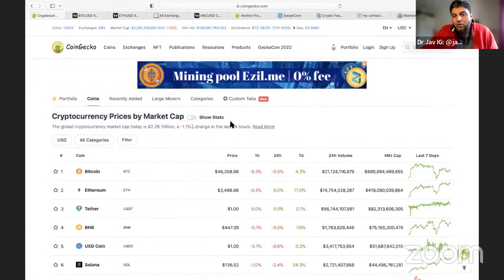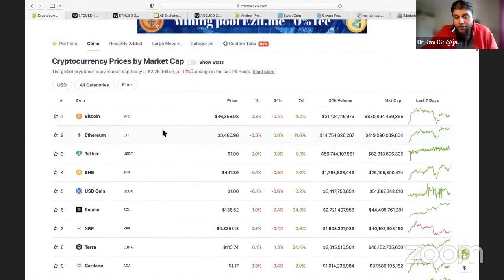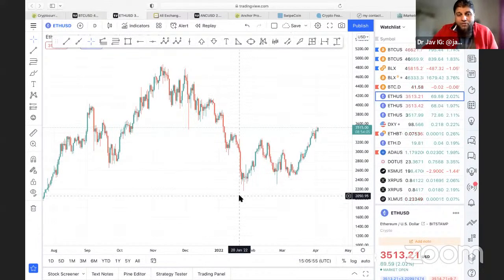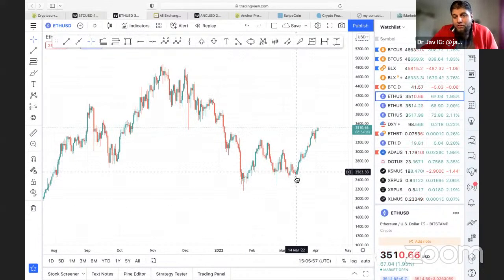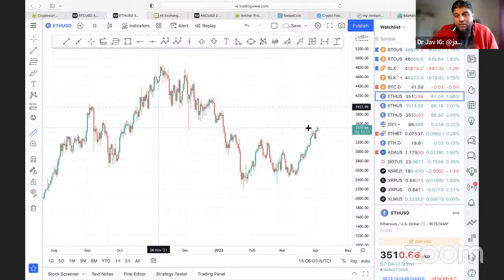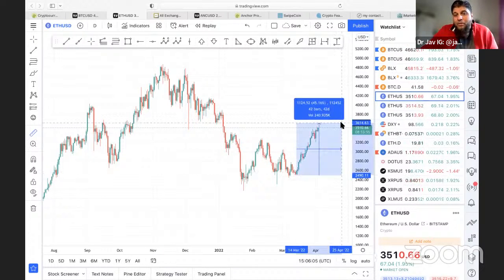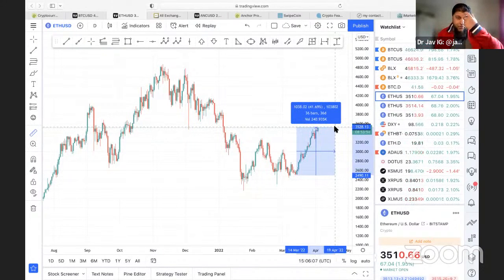Now, the second largest cryptocurrency in the market is Ethereum, and the price of ETH is currently around $3,500. Just a couple of weeks ago, the price was $2,500. So in those 2 weeks, the price of Ethereum has gone up by around $1,000, which equates to about 40%.